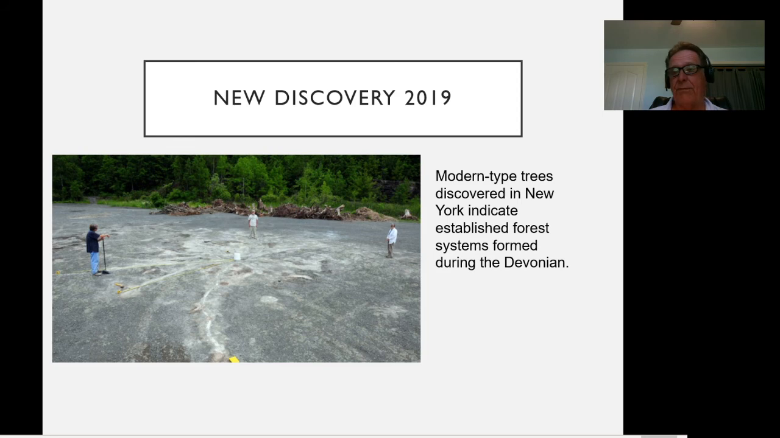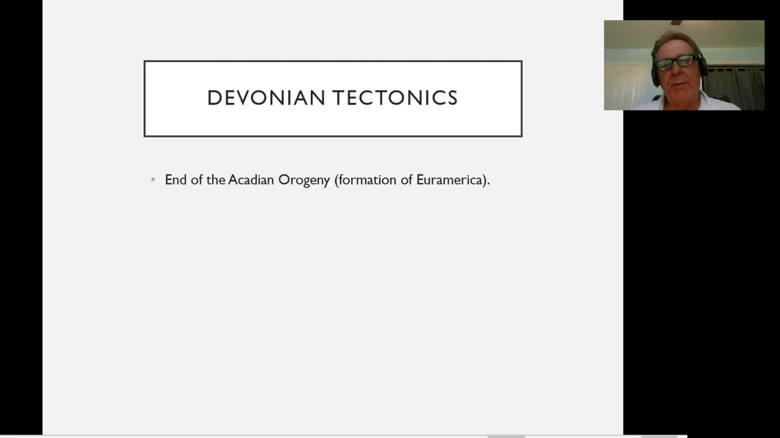We thought that forest or that land terrestrial ecosystem in terms of plants was a little bit simpler in the Devonian, but they are likely much more complex. If we move on to the tectonics of the Devonian, we are seeing the final phases of the Acadian orogeny, so the formation of Euramerica or Laurasia or Laurussia, or basically North America and Europe, along with Siberia, combined into this northern continent.